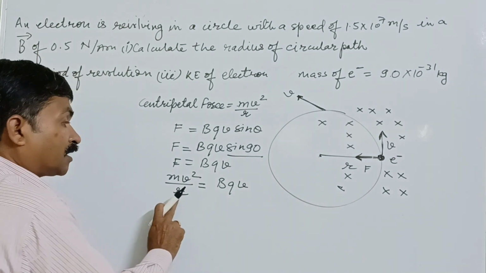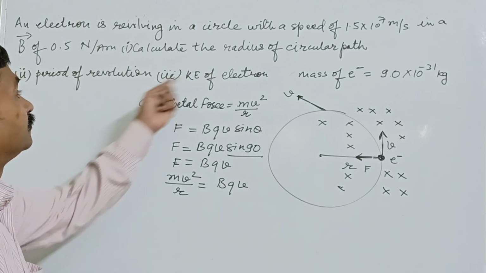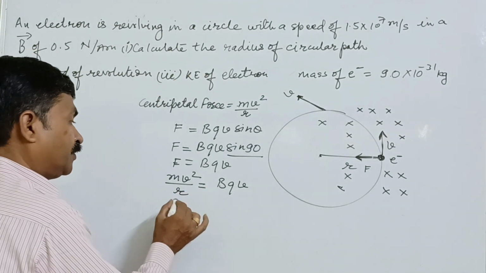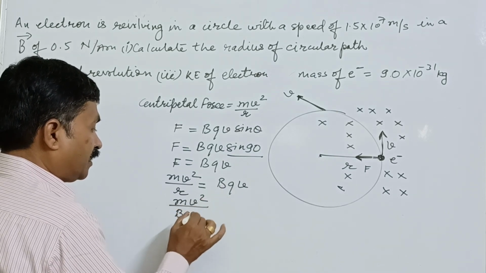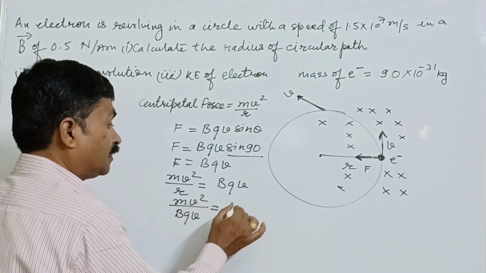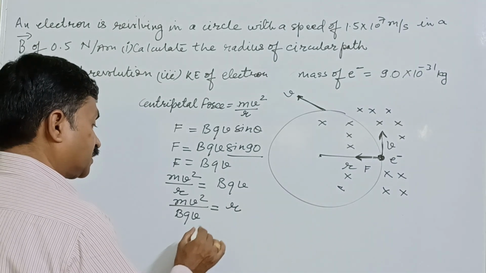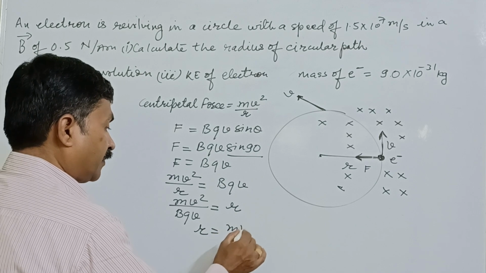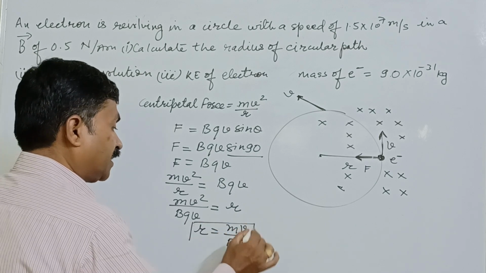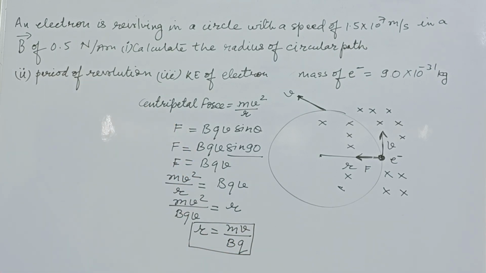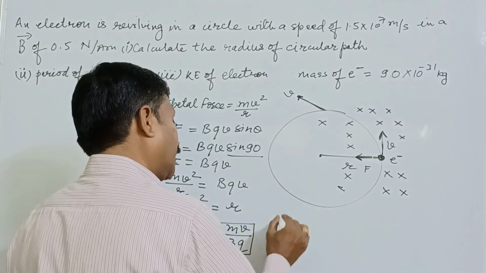Now if we have this relation, we can determine the radius which is asked here. So mv² upon BQV will be equal to r. So here we will have final relation, r is equal to m into v upon B into q. Radius of the circular path that we can determine with the help of this relation. So we will calculate it.